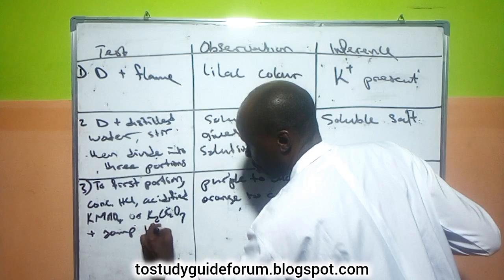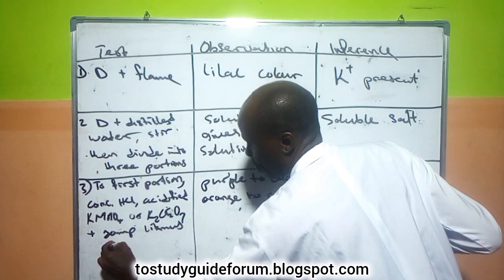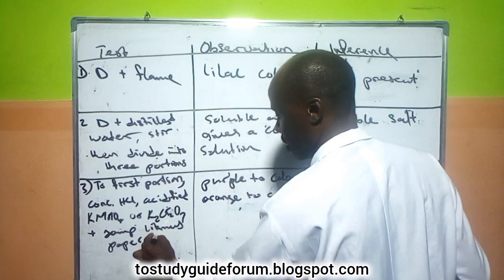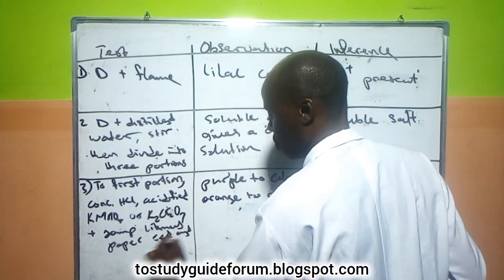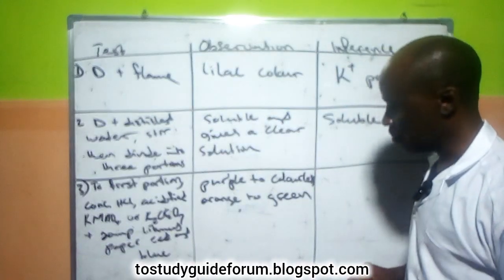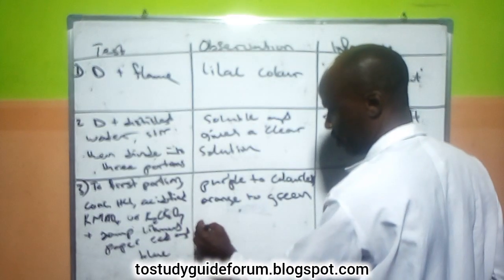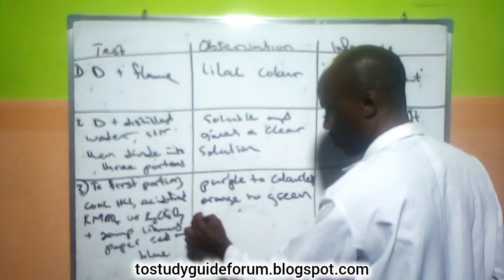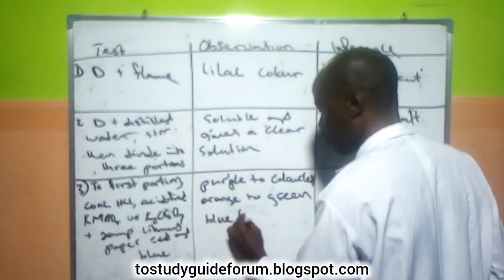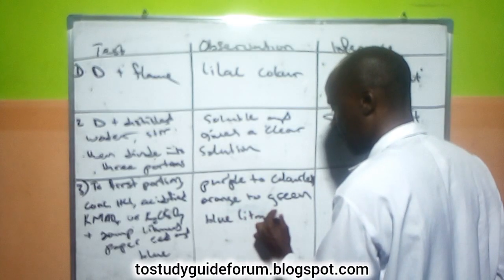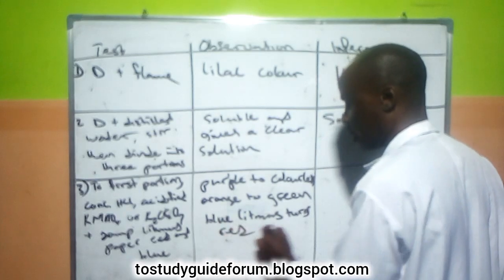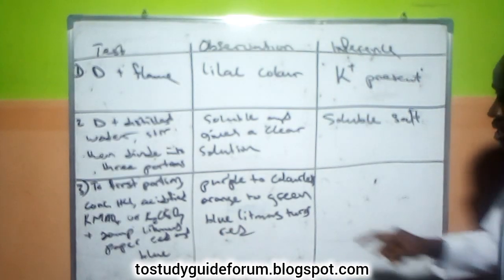Damp litmus paper. Note you always do it with two of them, red and what? Blue. Red and blue. When you do that, you will notice that blue litmus paper will turn what? Red.